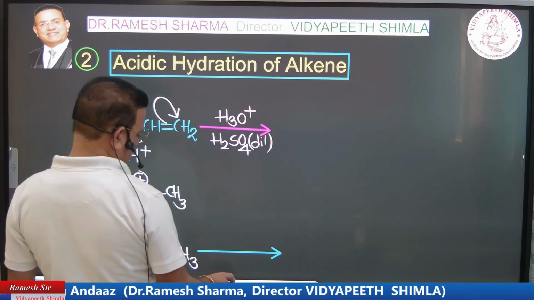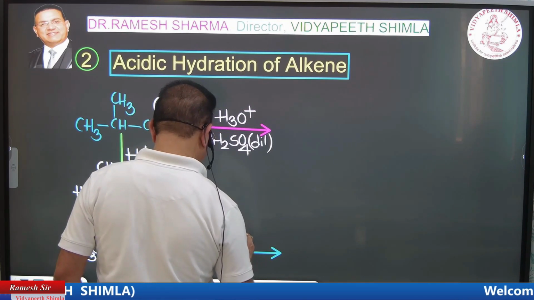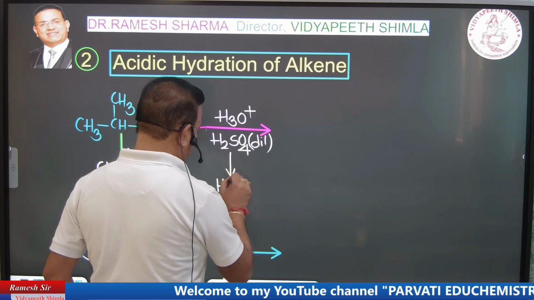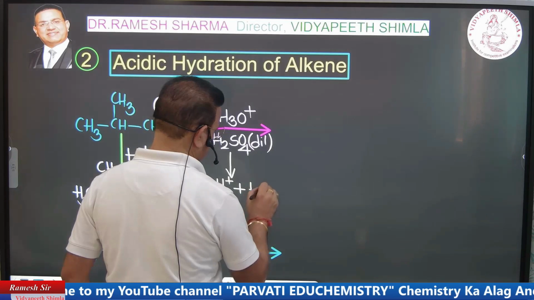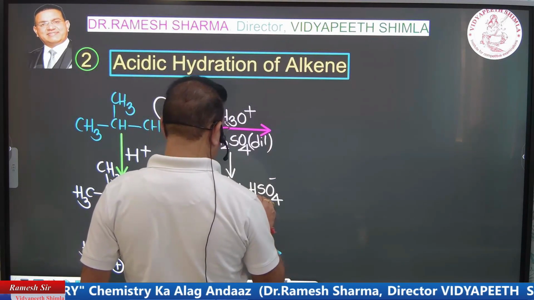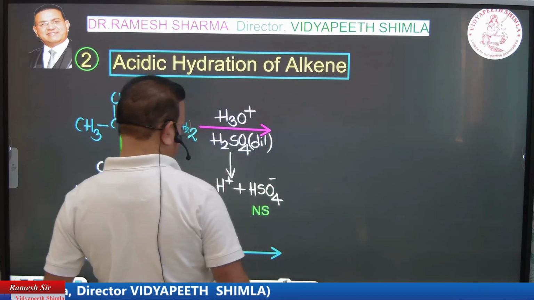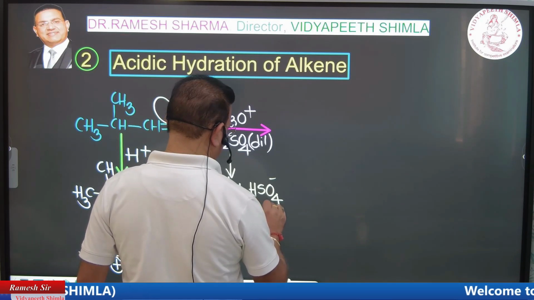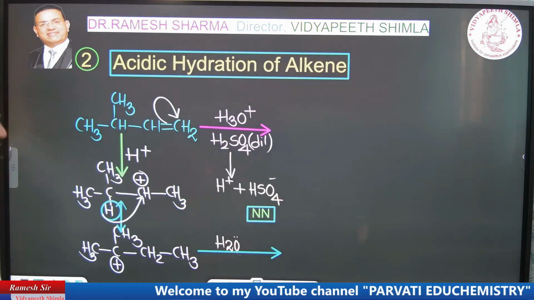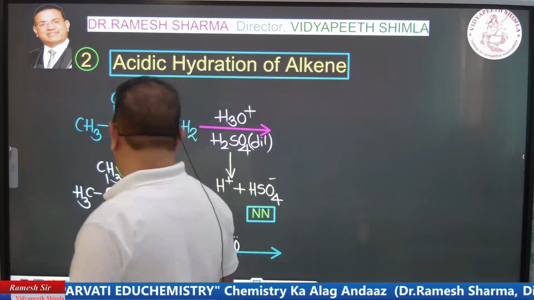and we know that the nucleophile here is water. So this H2SO4 gets converted into H positive, and that is hydronium in aqueous media, and we get this HSO4 negative. So right now you are thinking, why does this HSO4 negative not attack that carbocation? We know from the very beginning that this is a non-nucleophile, as it is the conjugate base of the strongest acid, a very weak base.